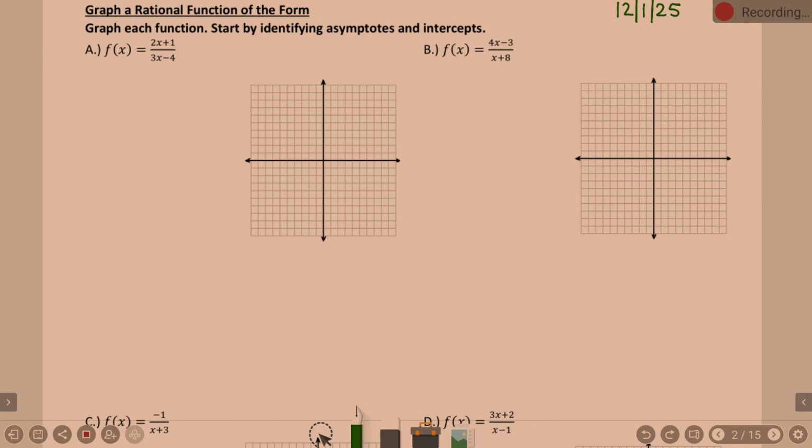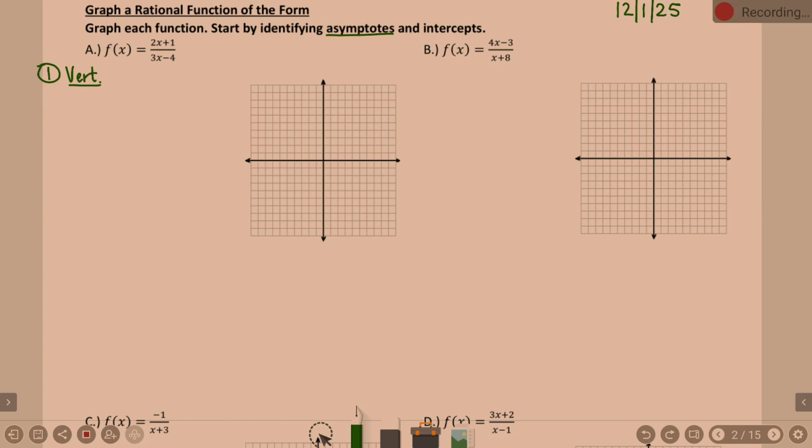So, as we look at this, it says graph each function. Start by identifying asymptotes and intercepts. So we're going to start with asymptotes. And I kind of have this broken into 3 steps, so to speak. So step 1 is going to be asymptotes. We're going to start with our vertical asymptotes. And if you recall vertical asymptotes, how did we find those? We're going to set the denominator equal to 0.